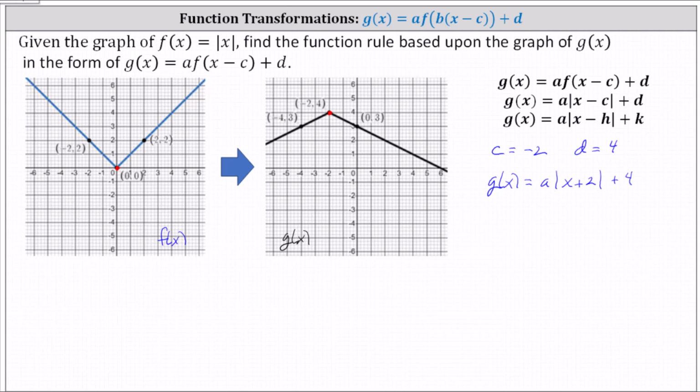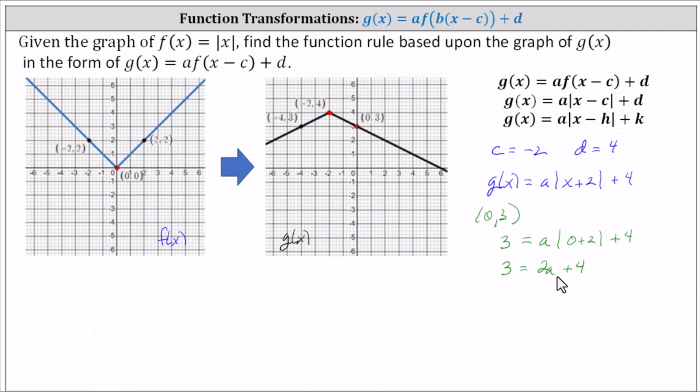Let's go ahead and use the point 0, 3. Using the point 0, 3, we substitute 3 for g of x and 0 for x. This gives us the equation 3 equals a times the absolute value of the sum of 0 and 2 plus 4. Simplifying, we have the absolute value of 2, which is 2. 2 times a is 2a. We have 3 equals 2a plus 4.